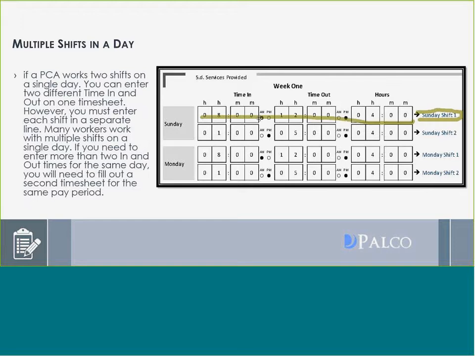You see, 8 to noon, 4 hours, and your second shift 1 through 5 p.m., if that's the case. If you're going to provide a third shift, a fourth shift, or more than 2 shifts in a day, remember, you have to start a new timesheet. You have to use your same information, and by that, we will understand that you are providing more than 2 shifts in a day. All right.